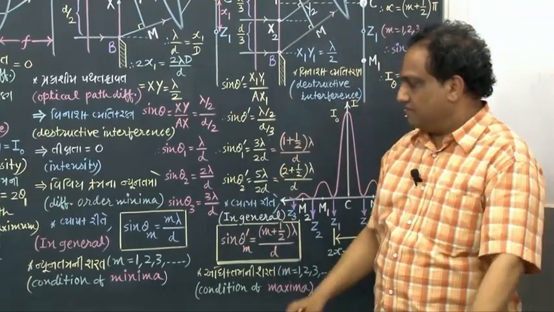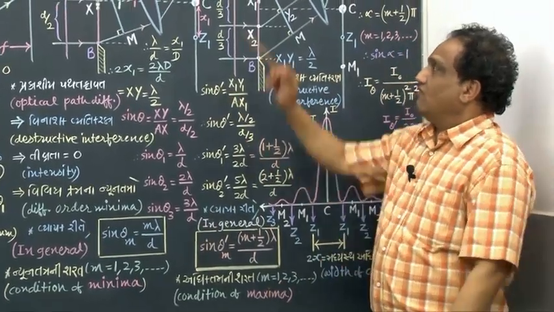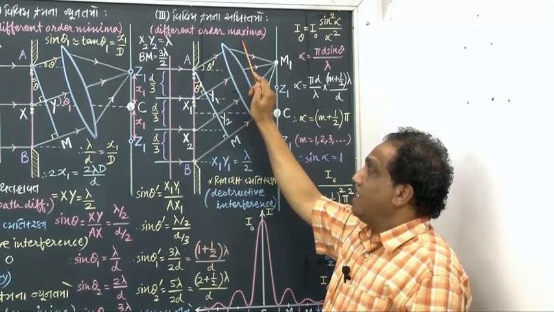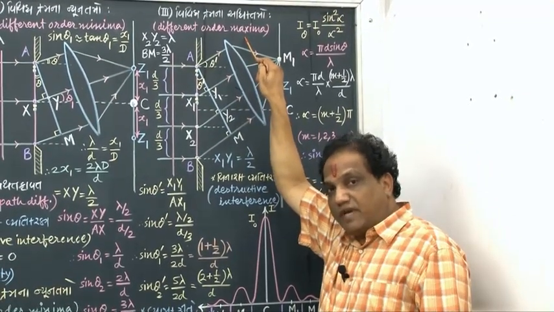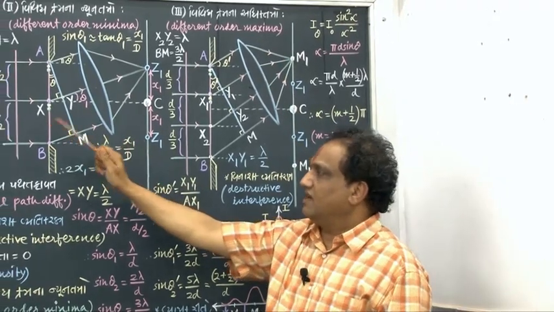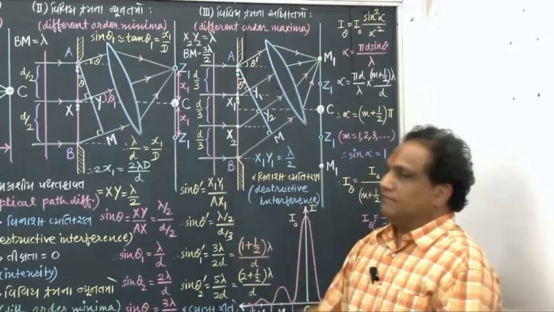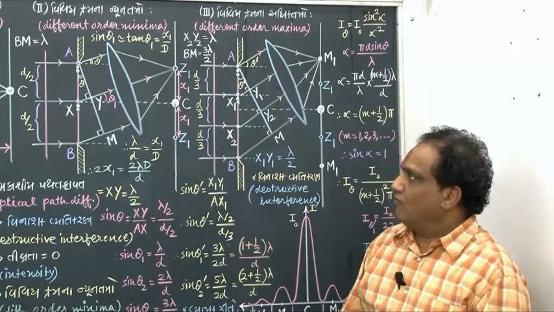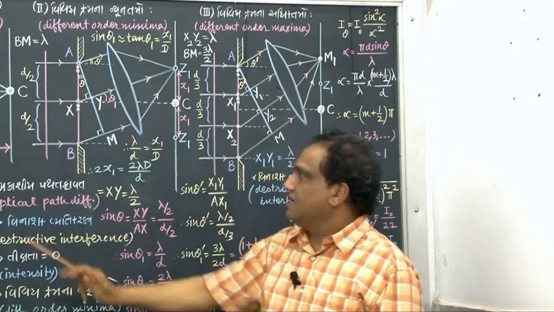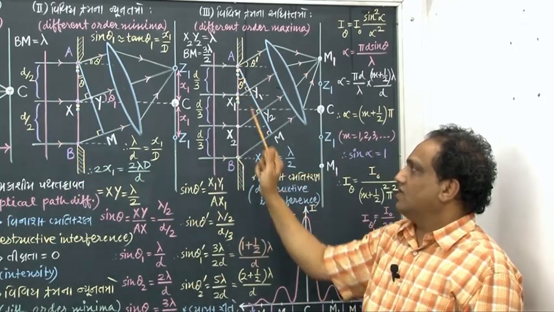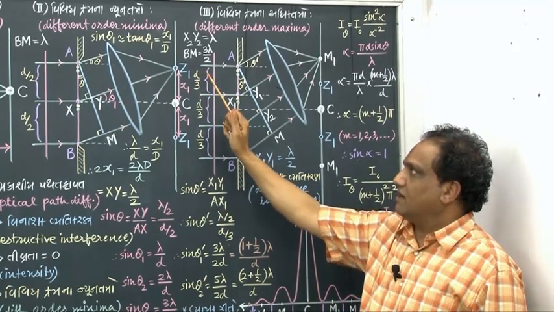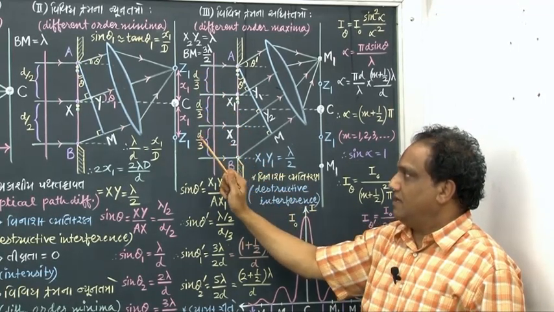Fine. Now we go for the last part of this theory, different order maxima. Why this word is maxima? I'll tell you. Now tell me, what is the difference between this figure and this figure? There are 2 points of difference. One is, instead of having 2 equal parts of the width of the slit, here I have divided the width of the slit into 3 equal parts. That's why each equal part has width d by 3.